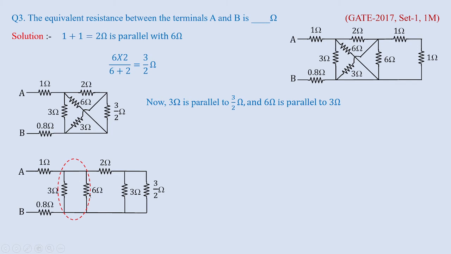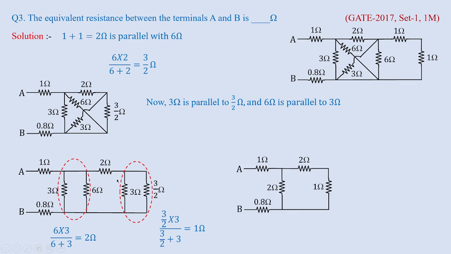Now 3 and 6 are parallel, so 6 into 3 by 6 plus 3 will give you the value as 2 ohms, whereas this parallel combination, 3 parallel to 3 by 2, will give you 3 by 2 into 3 by 3 by 2 plus 3, which is equal to 1 ohm. Hence I'll reduce this network to this network, where I have replaced the parallel combinations with 1 and 2 respectively. Now this is the reduced network of this network.